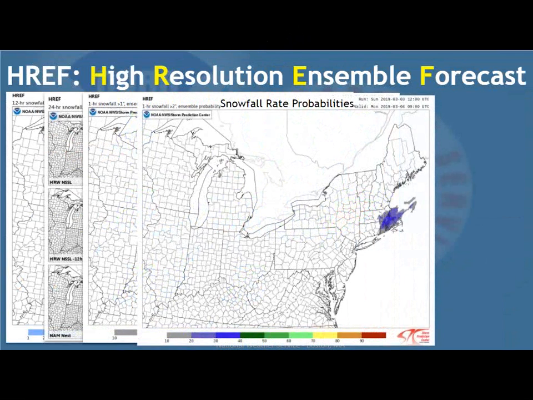And then another example of a probability that the HREF helps us look at is snowfall rate. So we can see how likely it is that we will see snow falling at 2 inches an hour or greater. This really highlights, even if you're not looking at the exact county lines where it's delineating, because it's not going to be exactly right, it still gives you an idea that this swath, this area has the best chance of the heaviest snowfall with this storm. So probabilities are very useful.